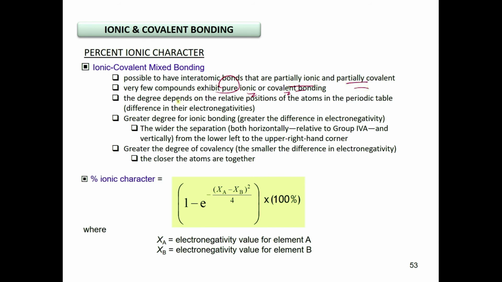So for this material, whether it is more towards ionic or more towards covalent is based on the difference in the electronegativity between the atoms. If the difference of the electronegativity is high, it has a greater tendency to become ionic bonding. Whereas if the atoms are closer together in the periodic table, or have a smaller difference in electronegativity, it has a greater degree of covalency. So we can calculate the percent of ionic character using this simple equation.